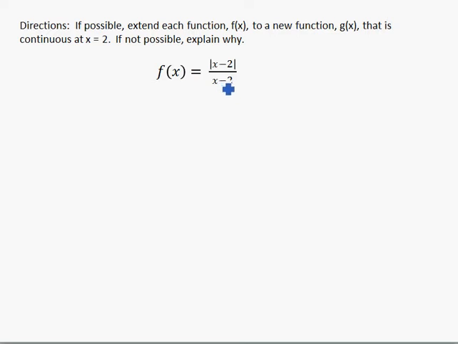All right. When you plug in 2 to this, we get 0 over 0. So that means something should cancel out here, except we got this absolute value going on. So really, f of x equals two separate things here.